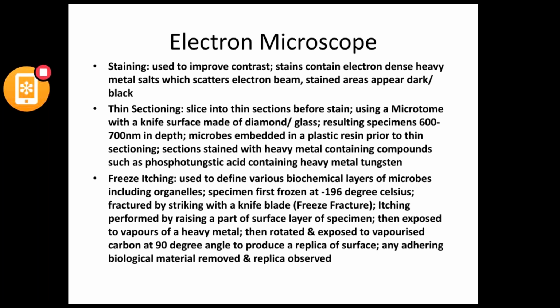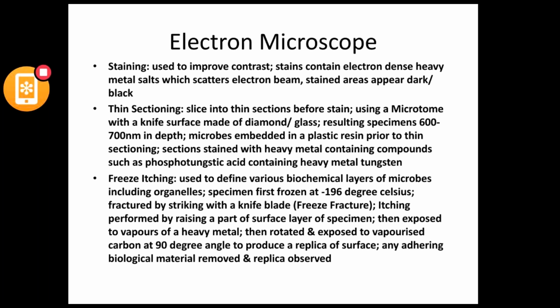Next, after raising the surface, it is exposed to vapors of a heavy metal. Then the specimen is rotated and exposed to vaporized carbon at a 90-degree angle to produce a replica of the surface. So after first freezing, then freeze fracture, then etching, all those steps are completed. Once it is completed, we get a replica of the surface.